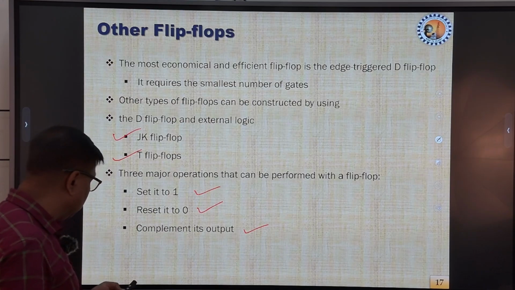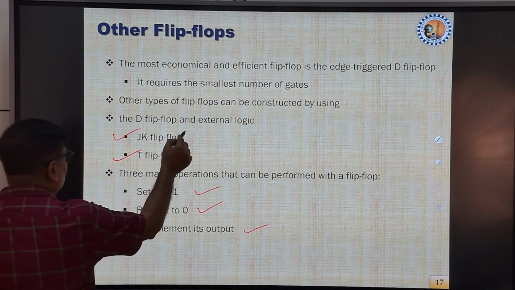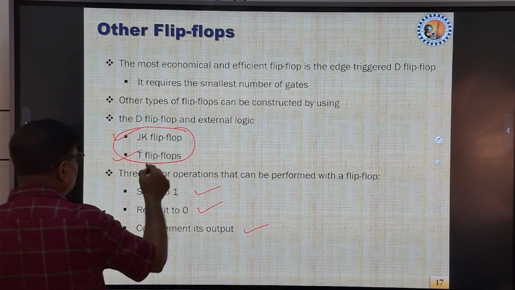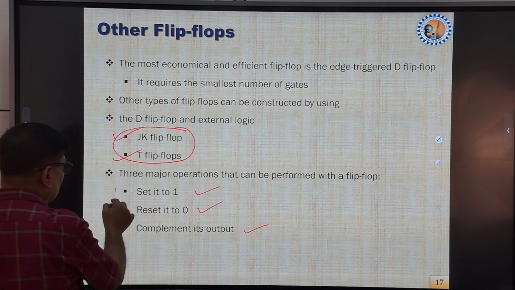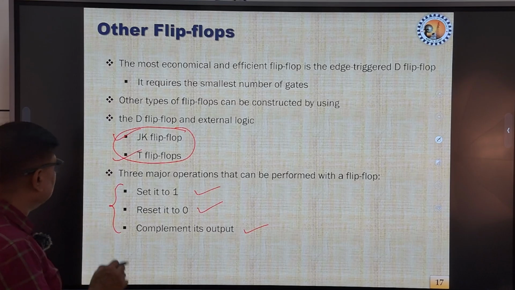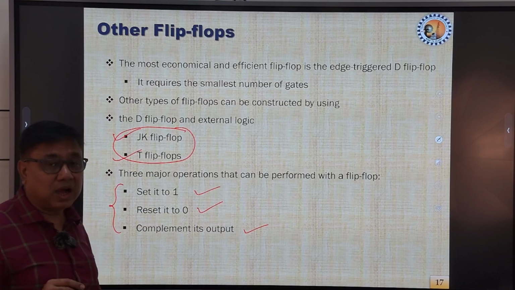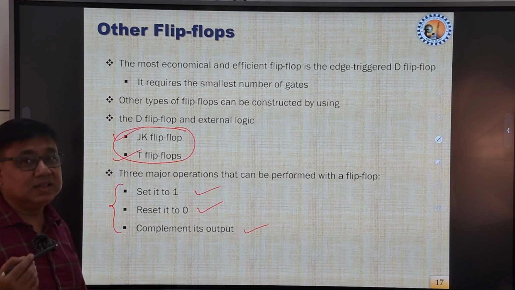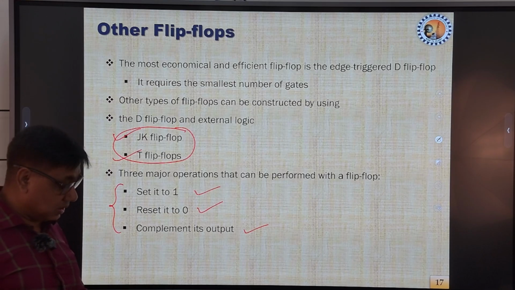These two flip flops, JK and T flip flop, perform all these three operations, and as a result JK and T flip flops are popular in designing counter circuits.